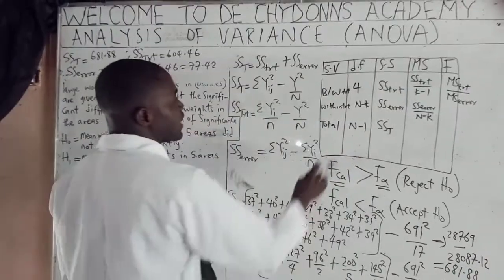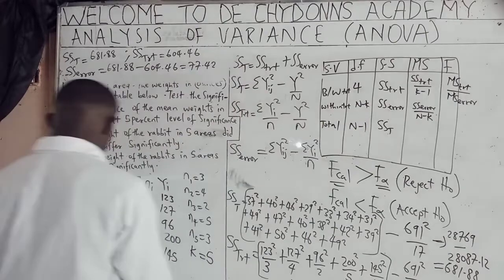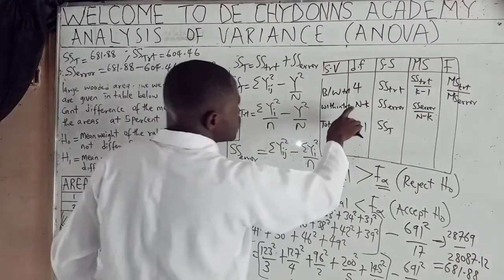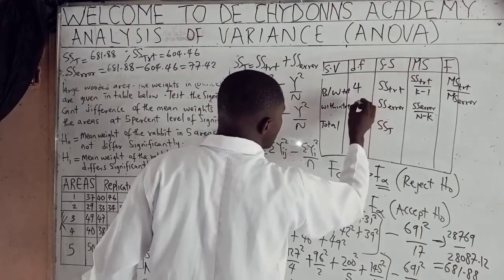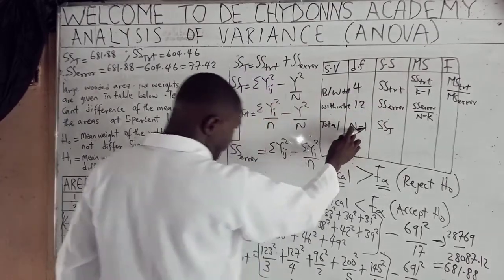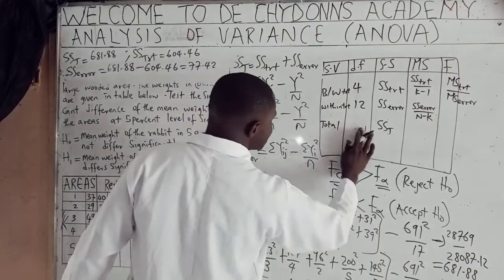N means 17, K means 4. N means 17, K means 5. So, capital N, 17 minus 5, that will be giving us 12. And capital N means 17, 17 minus 1, 16.